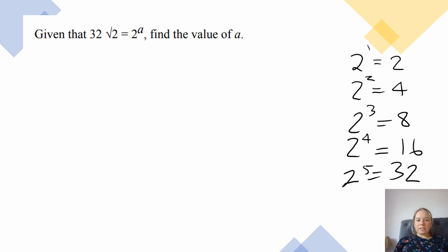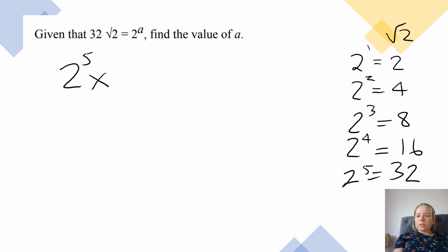Okay, so 32 as a base 2 is 2 to the power 5. Now this 32 root 2 means 32 times root 2. Now root 2, what is that then? This is where you have to think of your index rules, and if you think about the root of 2, that is going to be 2 to the power of a half.